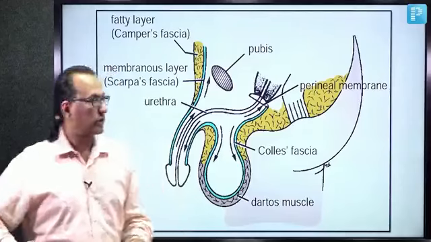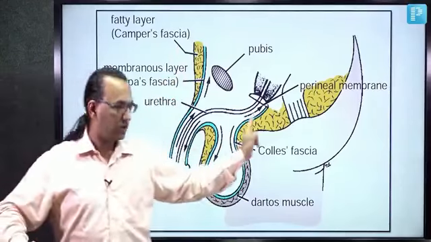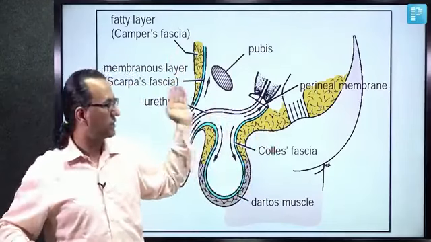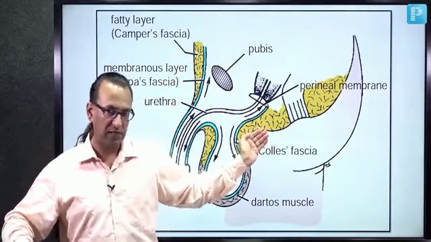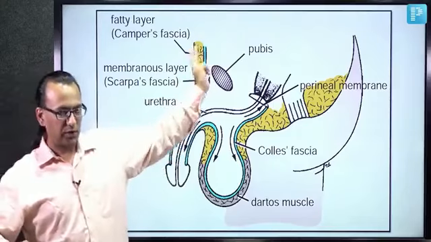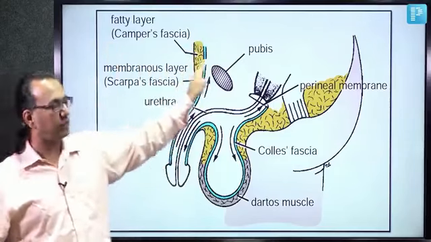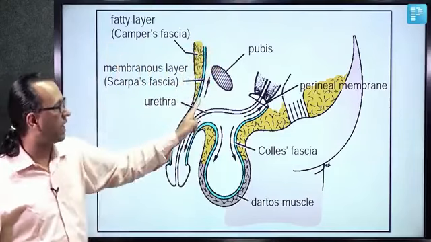Now we want to talk about some of the fascial layers in the male, and along with that we can discuss the extravasation of the urine as well. When we are looking at the anterior abdominal wall, we'll find that there are two layers of the fascia. The superficial fatty is the Camper's fascia. Deep to that is the membranous fascia of Scarpa.